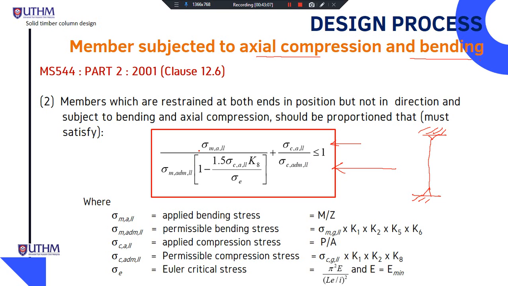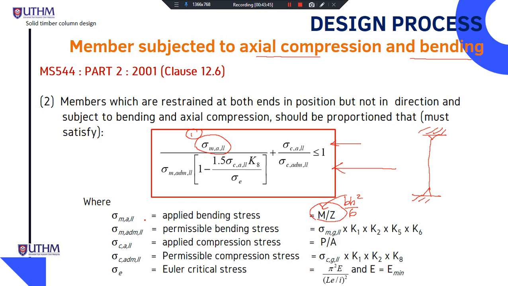By using this equation, first you need to calculate this one. This is the applied bending stress, where the applied bending stress is equal to moment divided by section modulus. This moment is from the actual loading, which will cause bending. Z is BH to the power of 2 divided by 6.